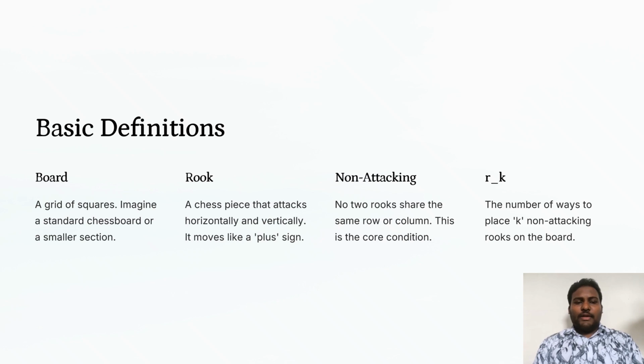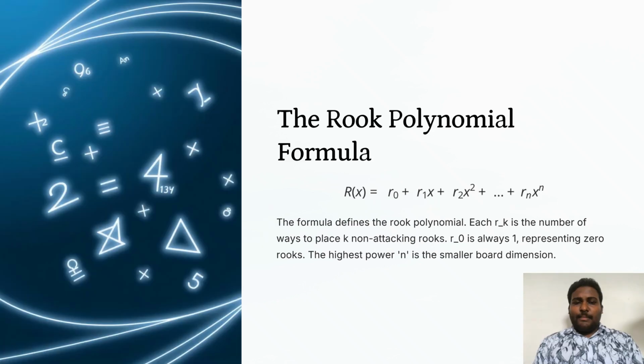Where we are going to cover the basic definitions, where we are considering a chessboard, which consists of a grid of squares. Imagine a standard chessboard or a smaller sector. A rook, which we are going to consider as a chess piece, and non-attacking, which we are going to take as a column grid of squares on the board where the pieces cannot attack each other, which we are going to place, and the r of k, which represents the placements on the grid.